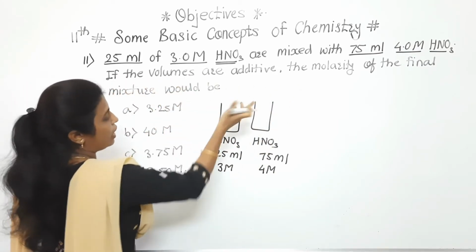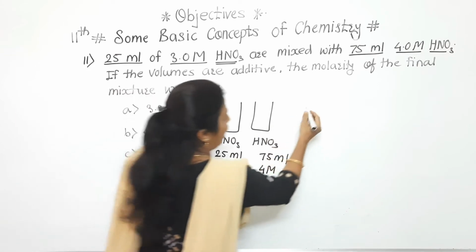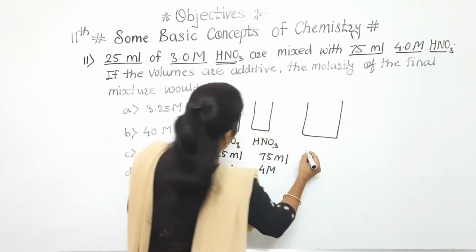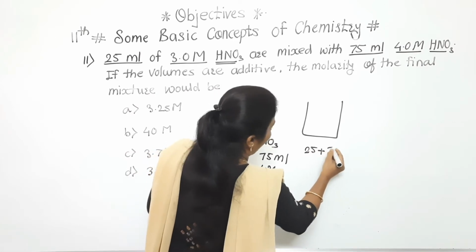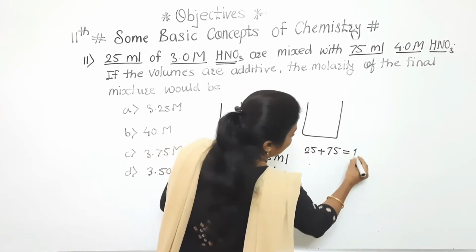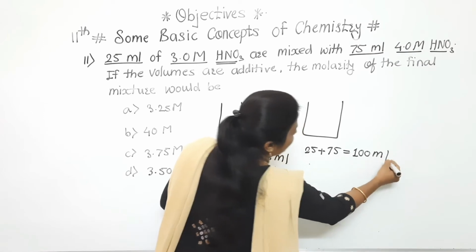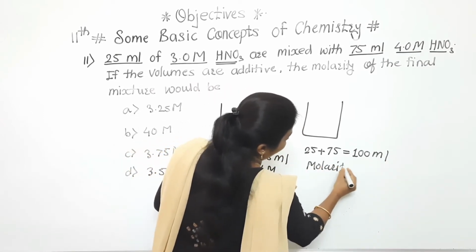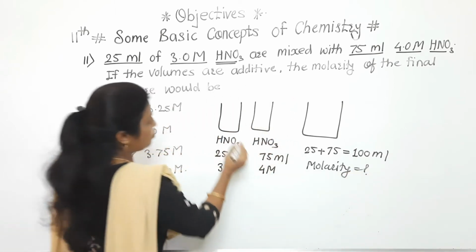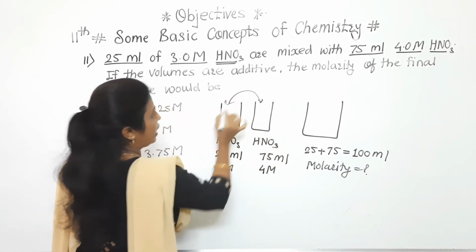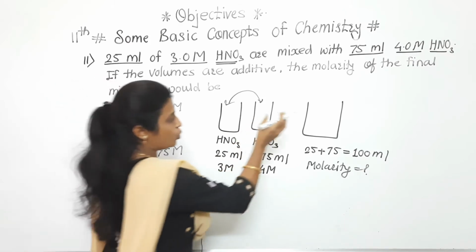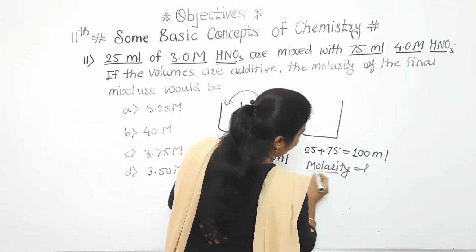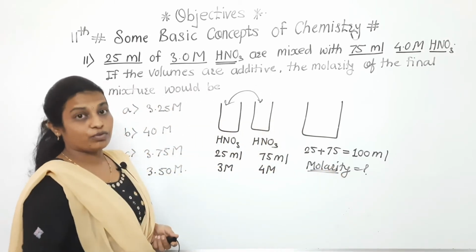If the volumes are additive, meaning both are added to each other, then 25 added to 75 finally makes the solution 100 ml. But what about the molarity? That we have to find out. Clear to everyone? When these two solutions are mixed, what should be the concentration of the solution we get after mixing?